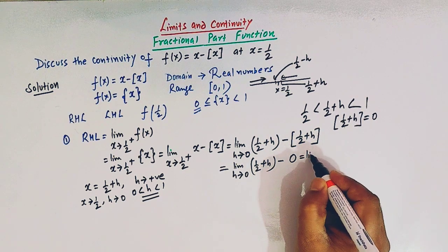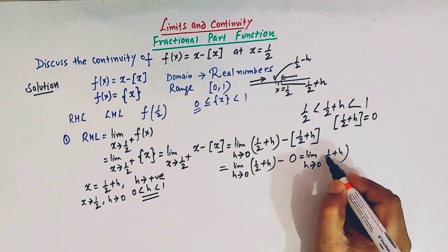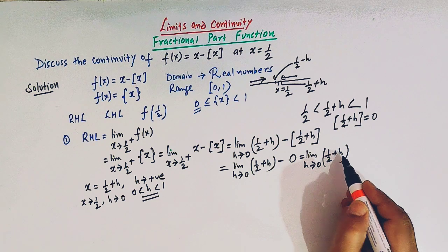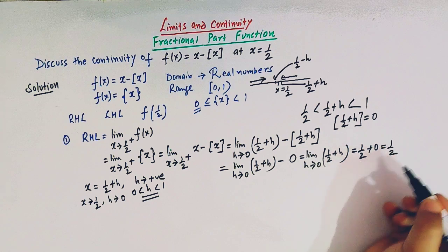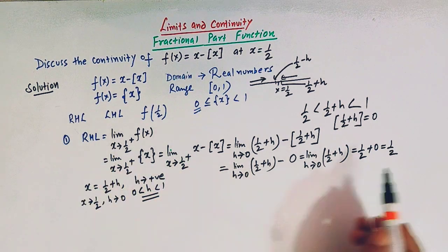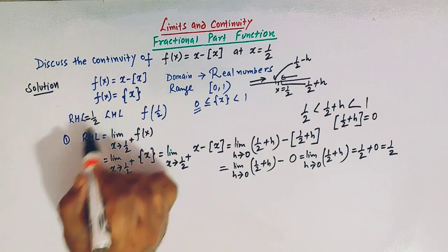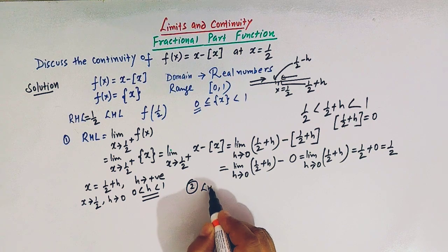So now we have the limit as h tends to 0 of half plus h. Now we can safely substitute h equal to 0. So we have half plus 0, that is equal to half. So the right hand limit is equal to half. Now let us calculate the left hand limit.